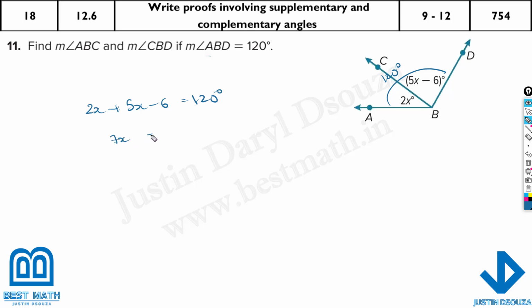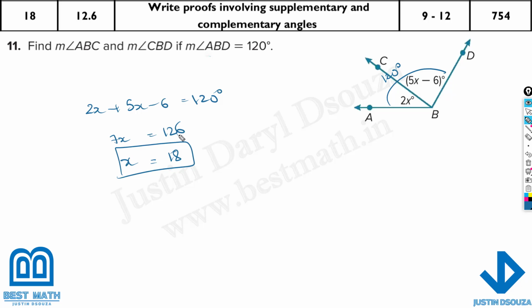Let's add them up. It'll be 7x. That is equal to 120, and minus 6 to the other side will be plus, so it'll be 126. Now then we have 126 divided by 7, it'll be 18. x is equal to 18.